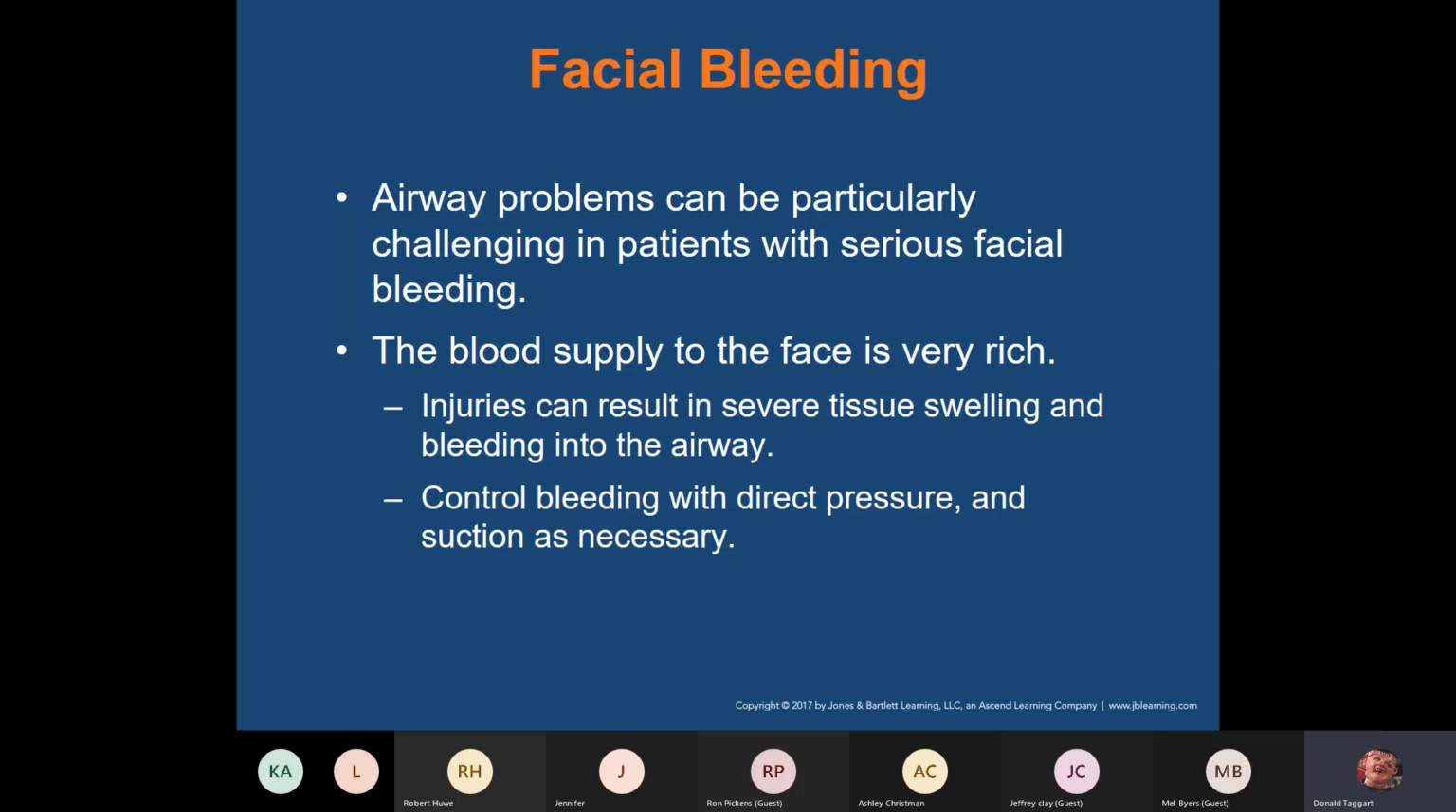So you just got to be really aggressive with your suctioning, your positioning. If someone's bleeding into their mouth and airway, we probably don't want to lay them supine unless we can suction them really, really well.